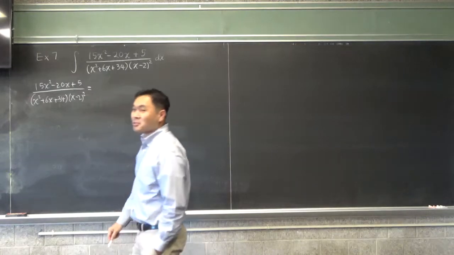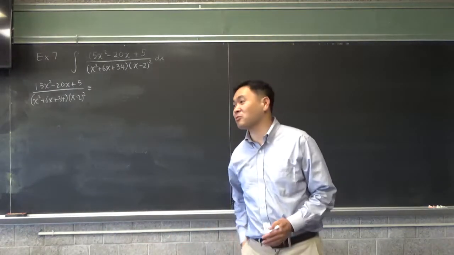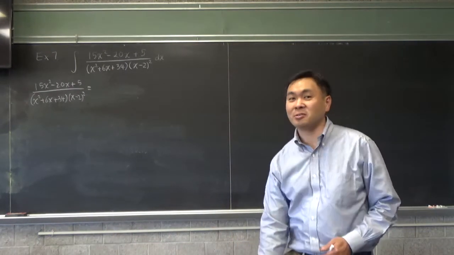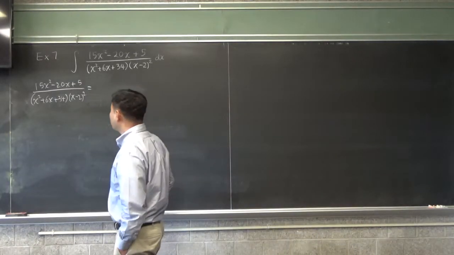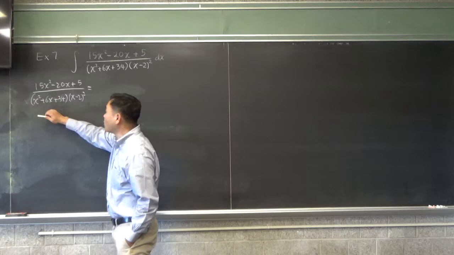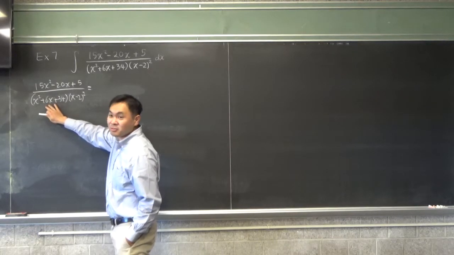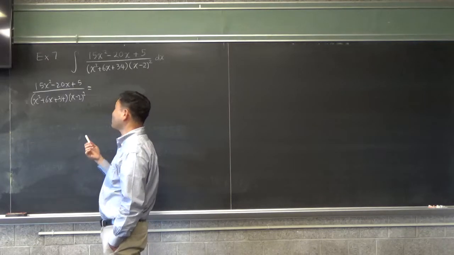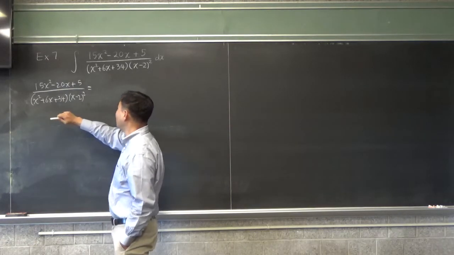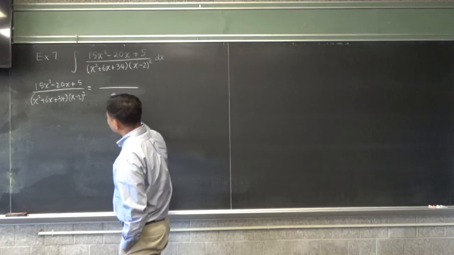Okay, so let's think about the partial fraction expansion needed for this one. What would you need? Oh, by the way, this one cannot be factored. If you can't factor, what do you have to do? Complete the square. You have to complete the square. Okay, let's do that.